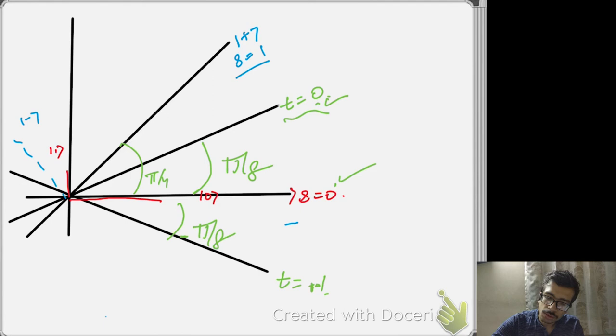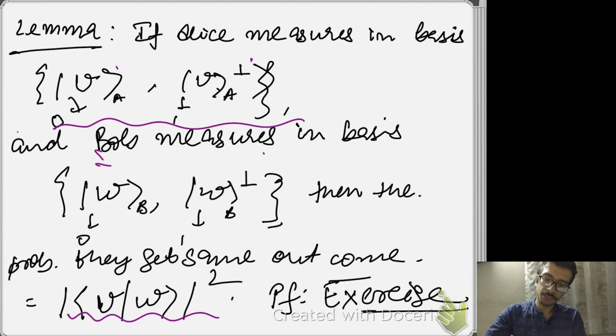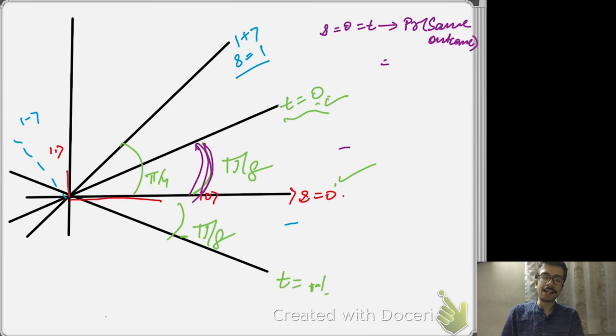so this is the case, then the angle between them is going to be π/8, and the probability that they obtain the same outcome, as a result of this lemma, is as follows. Alice is measuring in V, V perp and Bob is measuring in W, W perp. So the probability that they get the same outcome is the mod squared of V dot W. So when S equals T equals 0, the probability of same outcome, which is also the probability of winning in this case, is the squared mod of the inner product between these two vectors. And these are unit vectors, so the squared mod of their inner product is going to be cos squared of the angle between them, which is cos² π/8.